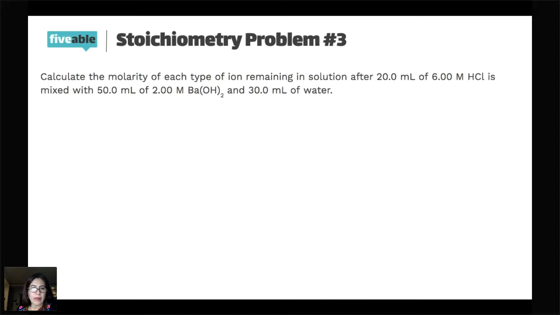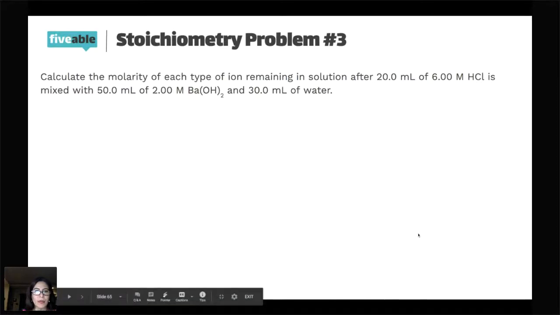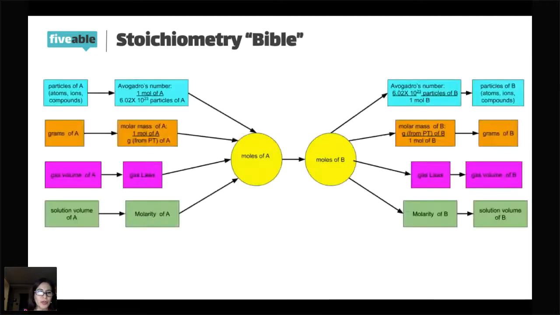So, another problem. They're asking us to calculate the molarity of each ion remaining in solution after 20 milliliters of a 6 molar hydrochloric acid is mixed with 50 milliliters of a 2 molar barium hydroxide. And they also added 30 milliliters extra of water. So now they're asking us for molarity, and they're giving us molarity and volume. So we're going to use molarity and volume, change to moles, and back to molarity for our answer. So green, yellow, green.